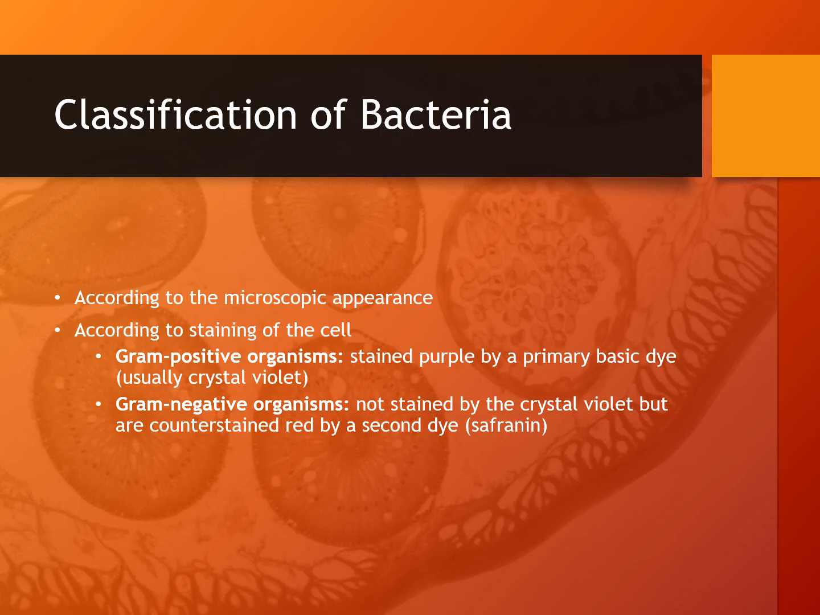Other classifications are really based on maybe their microscopic appearance. We also can stain the cells. When we talk about a gram-positive organism, it means it's stained purple. When it's gram-negative, it's not stained by crystal violet preparations that we see in laboratory settings.